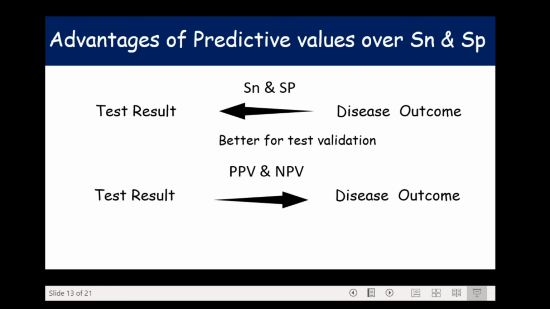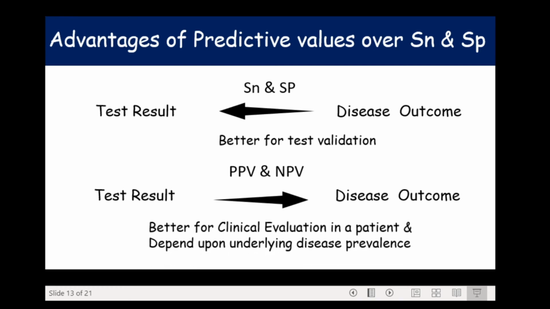But using positive predictive value and negative predictive value, we approach from the opposite direction, from test to disease, which gives us clinically actionable information. Moreover, predictive values are also dependent upon the underlying prevalence of disease, unlike sensitivity and specificity.